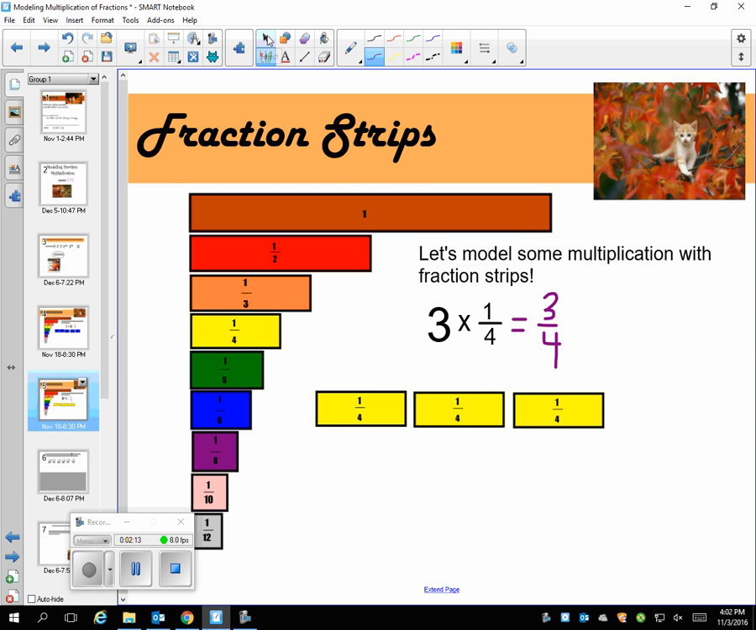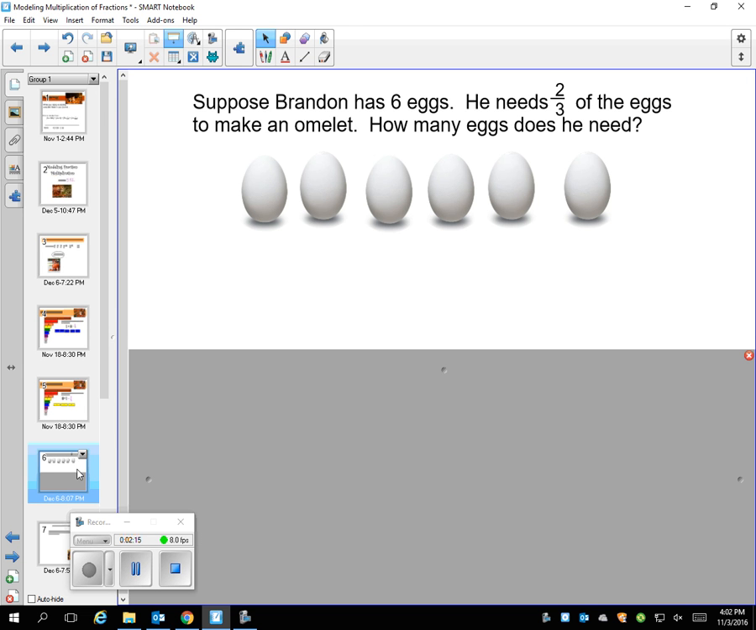All right, now we're going to model some with eggs. So we're still not really writing anything down. In just a little bit you'll be writing and drawing, but let's just take a look at this one. Suppose Brandon has 6 eggs. He needs 2/3 of the eggs to make an omelet. How many eggs does he need?